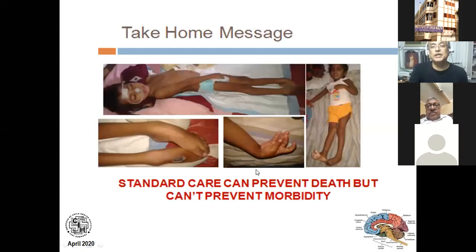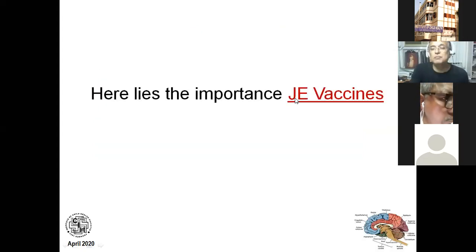So the take-home message is standard care can prevent death, but cannot prevent morbidity. So here lies the importance of vaccines against Japanese encephalitis. Make sure West Bengal belongs to the Japanese encephalitis belt. Every child should receive this vaccine, and this vaccine is relatively cheap.